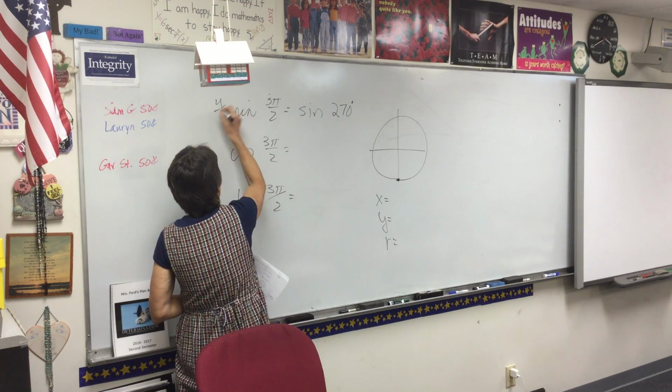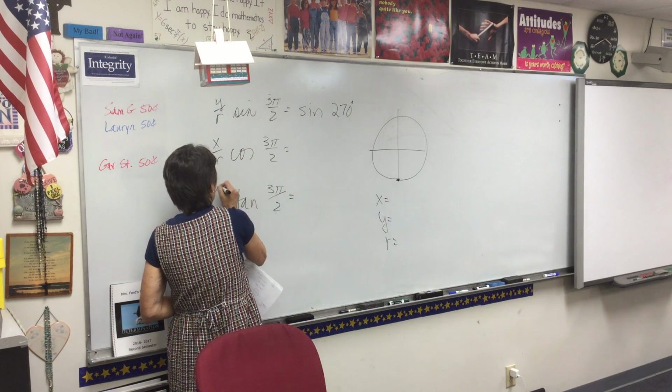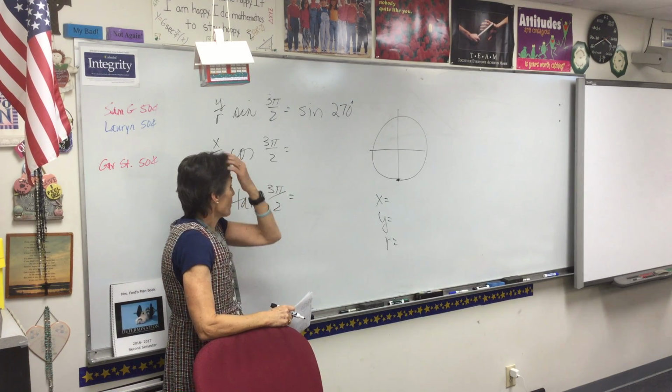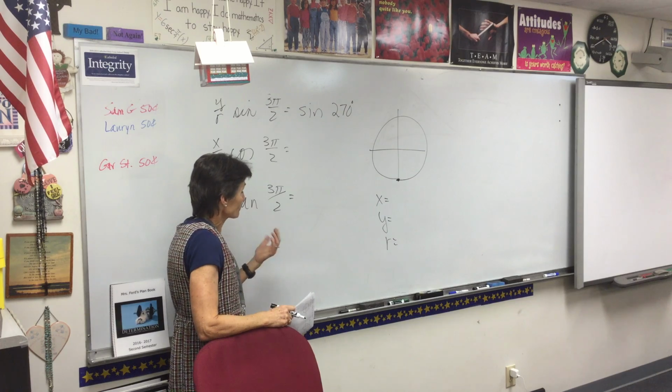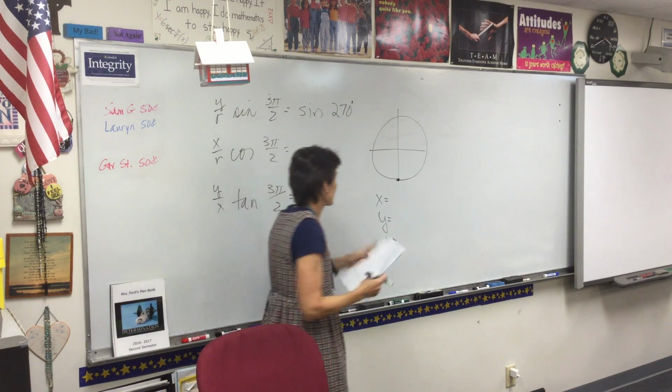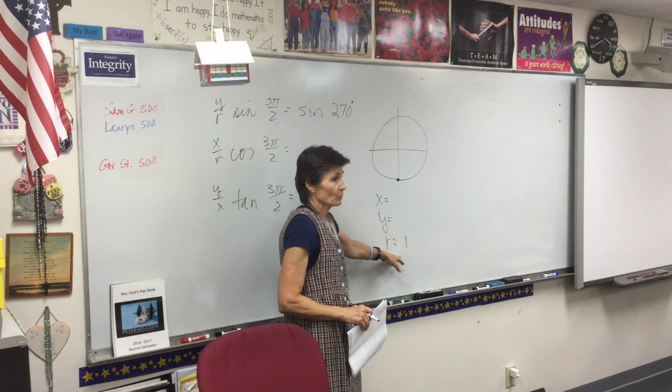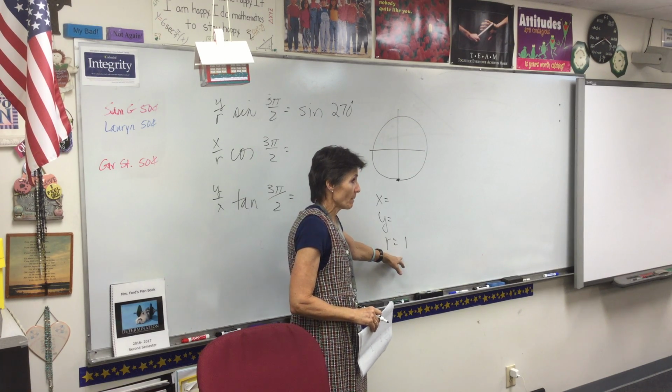Because sine is y over r, cosine is x over r, and tangent is y over x. So if we know x, y, and r, we can figure all that out. All right, so let's see. Radius is 1. By the way, the radius is always positive.